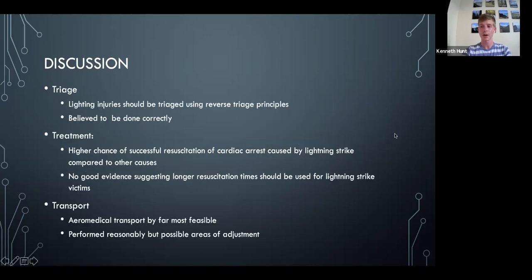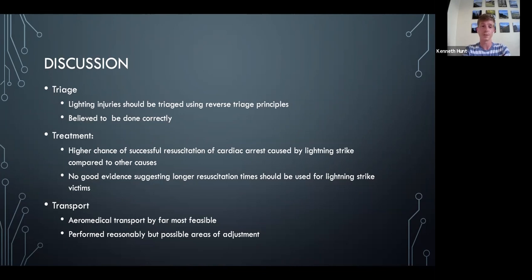So the triage, which was already touched on earlier, should be done using reverse triage principles. So rather than attempting resuscitation on a victim in cardiac arrest, those resources would be provided to the people with the best chance of survival. However, this is believed to be the opposite in lightning injuries, where you should put efforts and resources into resuscitating them because they have a high likelihood of survival if you survive the strike.